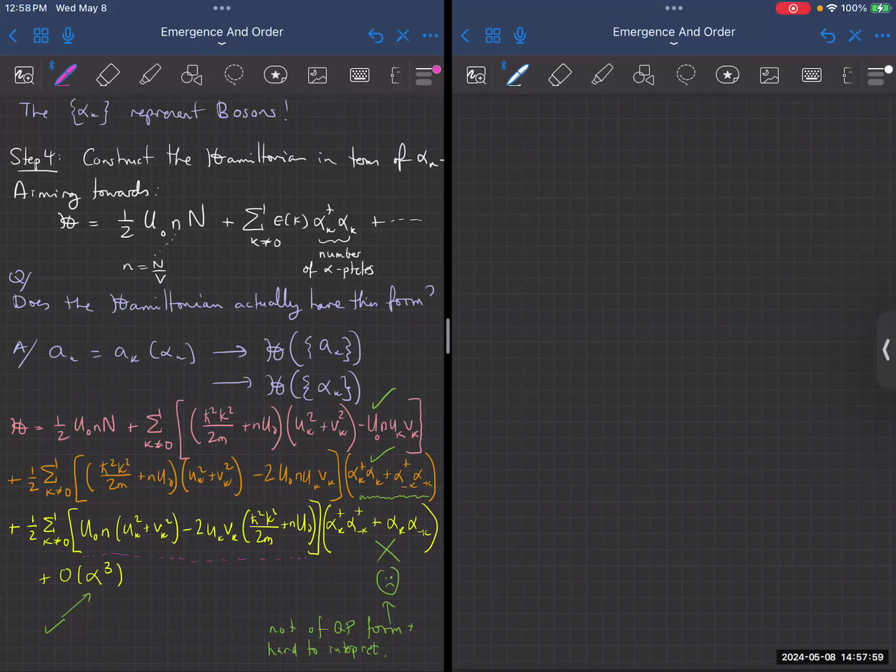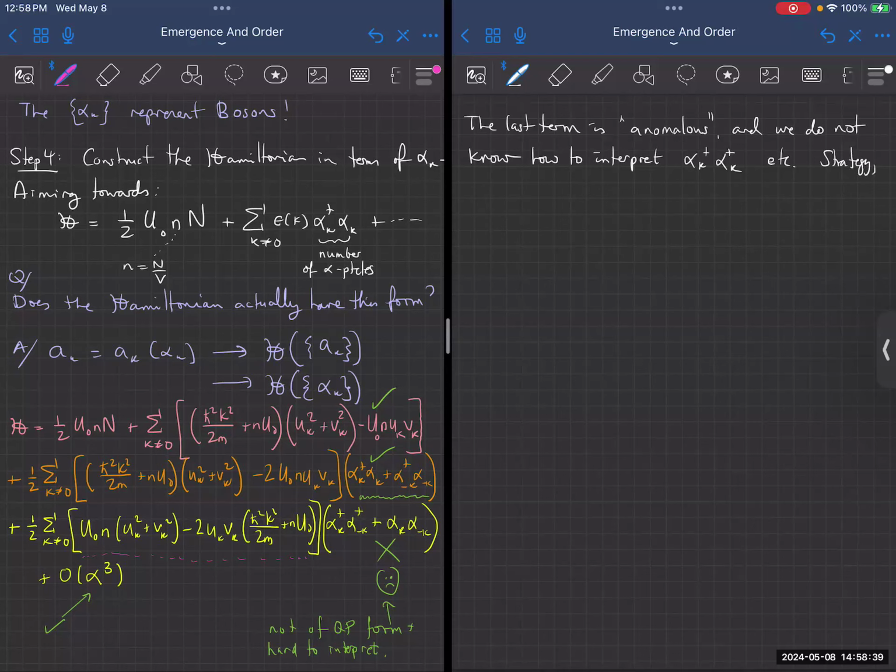So of these terms, the last term is what we could say is anomalous, and we do not know how to interpret operators like alpha k dagger, etc. So the strategy is to set the coefficient of this anomalous term equal to 0. So let's go ahead and do that.